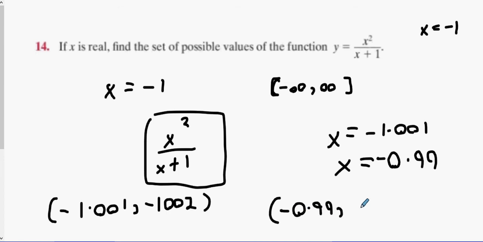Yep, 98.01. So by moving 2 hundredths to the right, you went from a really, really negative y value to a positive y value. That just flipped, because all of a sudden your denominator was negative, but now your denominator is positive. In part 1 your denominator is negative because the x value is more negative than the 1. In the second one your denominator is positive because it's not bigger than the 1. That's what causes it to flip.